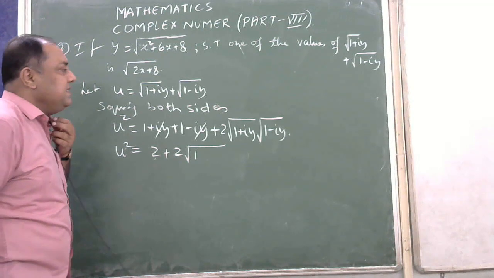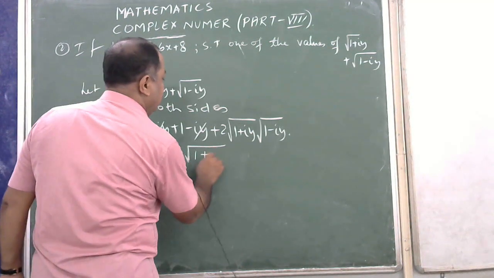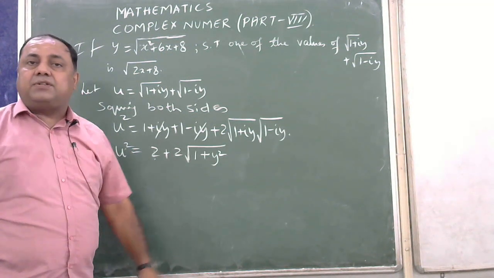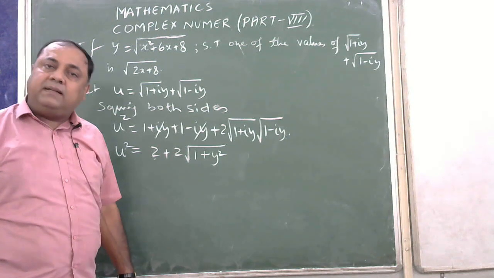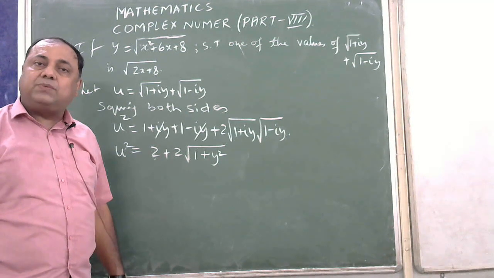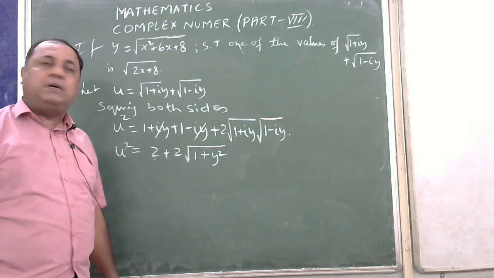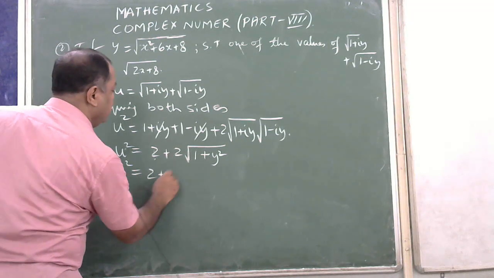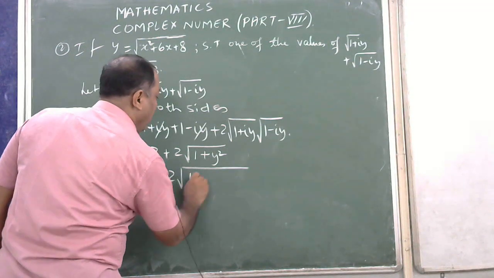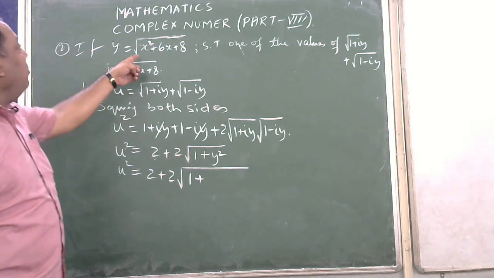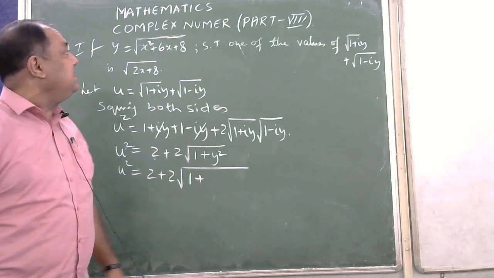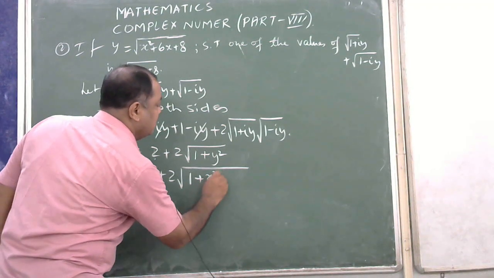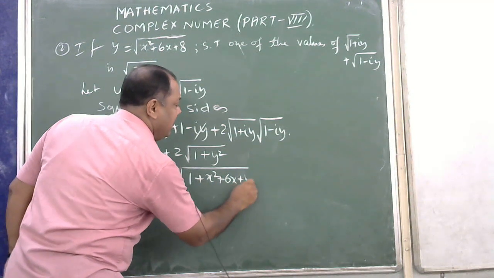i square is equal to minus 1, so 1 plus y square. Therefore, after multiplying this, 1 plus iy into 1 minus iy is 1 plus y square because i square is equal to minus 1. So I further write this as u square is equal to 2 plus 2 root under 1 plus y square. Now our y is equal to root over x square plus 6x plus 8, and when I place it, y square is x square plus 6x plus 8.